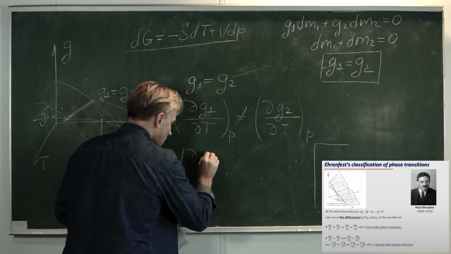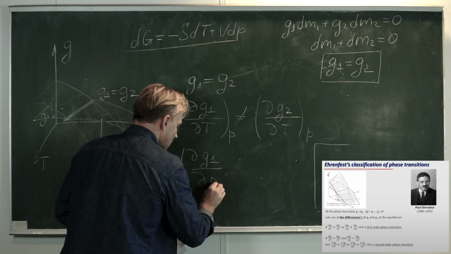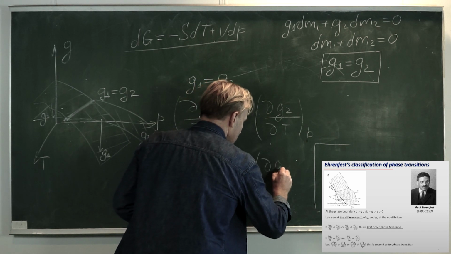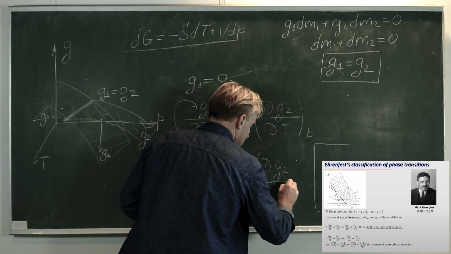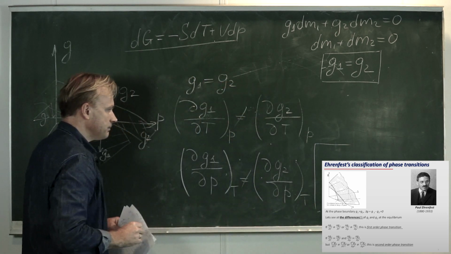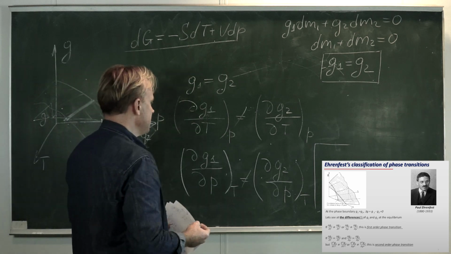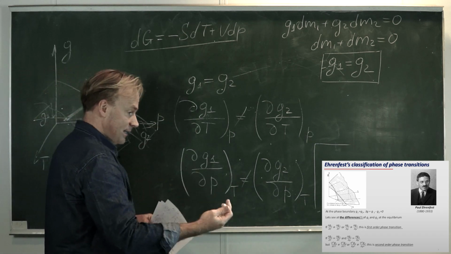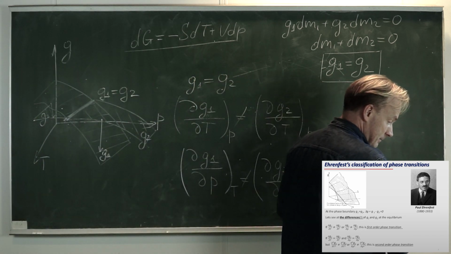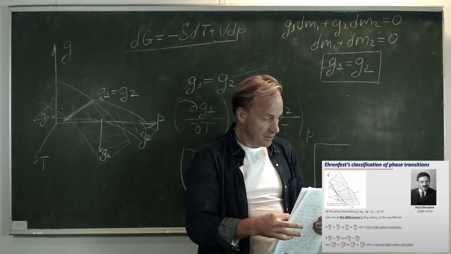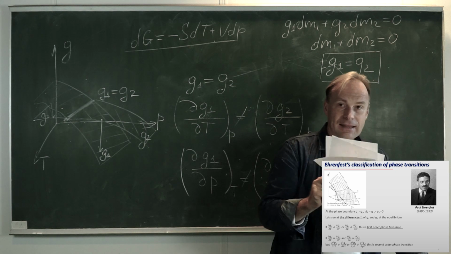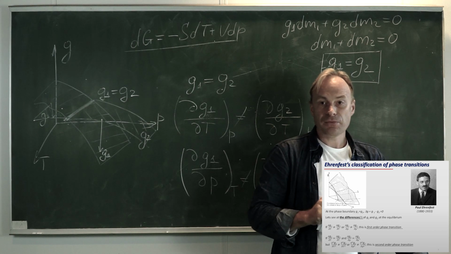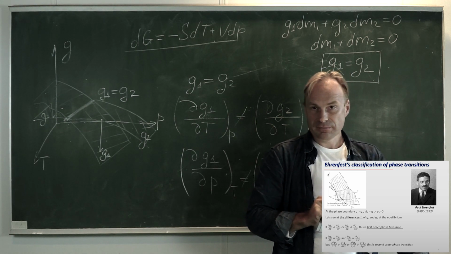Or if you look at the first derivative with respect to pressure while keeping temperature fixed, it can also experience discontinuity. Or it could be different situation when first derivatives are still mutually equal, but it is second derivative that experiences discontinuity. And the proposal of Ehrenfest was to look at the order of the derivative, lowest order of the derivative, where we observe the discontinuity for the first time.